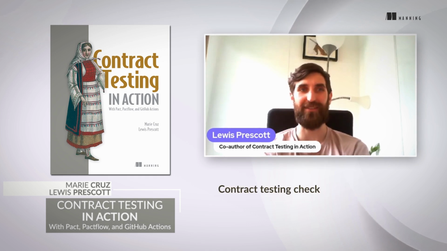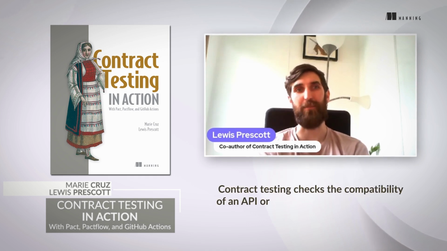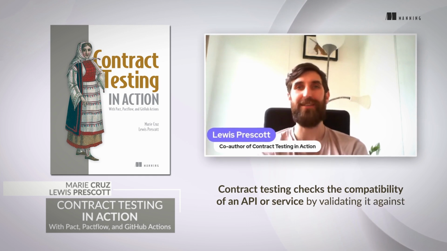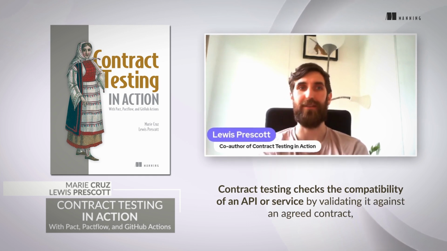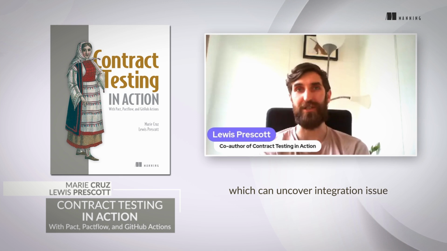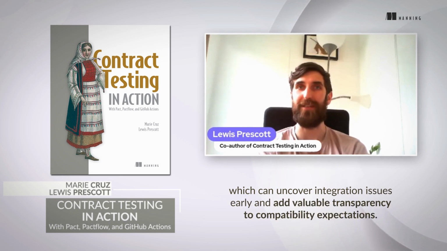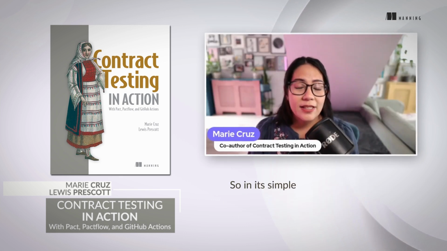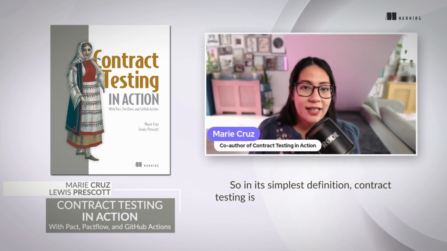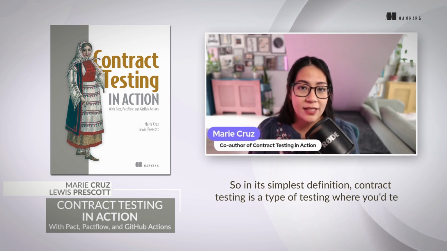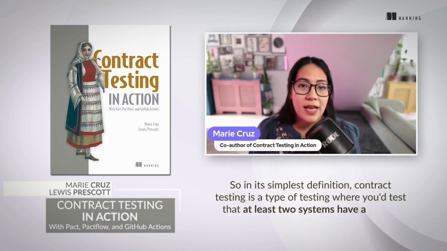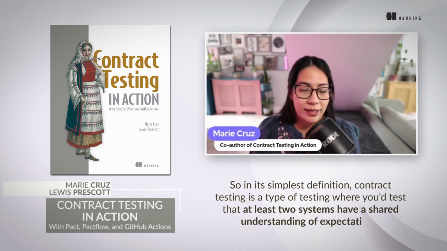Contract testing checks the compatibility of an API or service by validating it against an agreed contract, which can uncover integration issues early and add valuable transparency to compatibility expectations. So, in its simplest definition, contract testing is a type of testing where you test that at least two systems have a shared understanding of expectations.